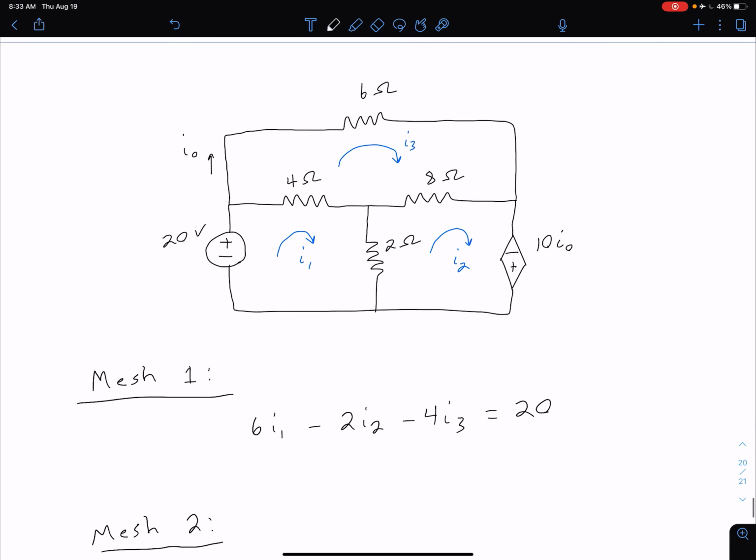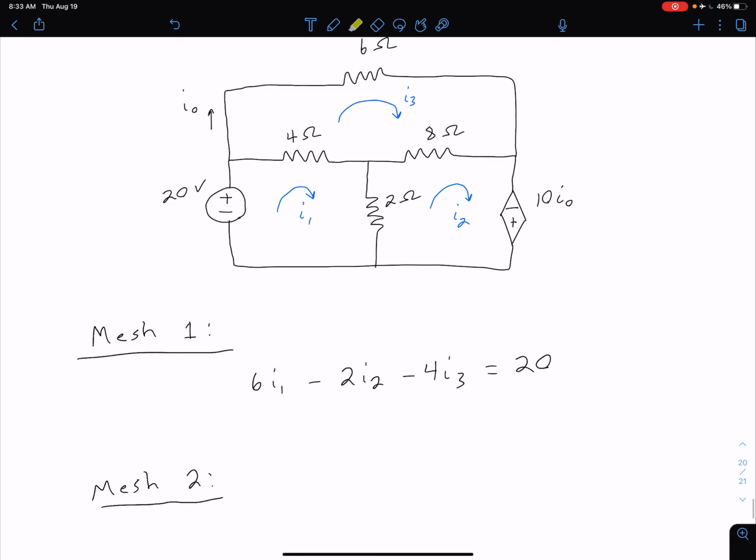Okay, so let's do a similar thing with mesh 2. So over here in the bottom right is our mesh 2. We'll deal with that voltage source at the end, but ultimately we need to remember that this is just a voltage value. So kind of just treat that 10 I naught the same as we would 20 volts. It's just a number, and we'll address that later when we're talking about our extra dependent source equation. But for now, let's look at our resistor values.